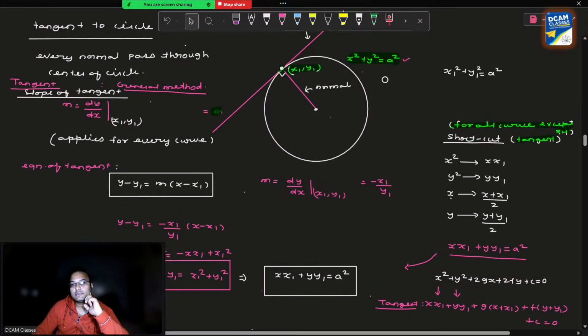The other method was the shortcut method. In that I told you, whatever the curve may be, if you want to find the equation of the tangent at x1, y1, you can just replace x square with xx1, y square with yy1, x with x plus x1 by 2, and y with y plus y1 by 2. Using that also you can find the equation of the tangent. It's a quicker and easier method. Remember?